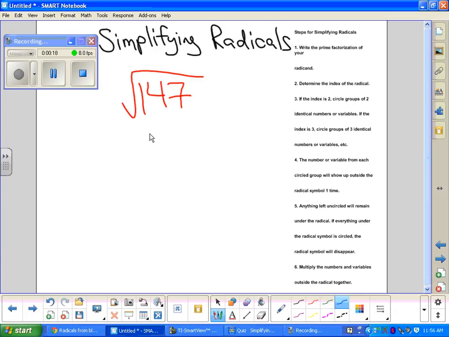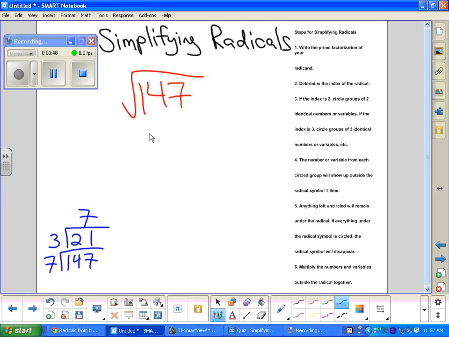So 147, we're going to break down into radicals. 2 doesn't go into 147, 3 doesn't go in, 5 doesn't go in, but 7 does. 7 goes into 147 21 times. Okay, now let's see what goes into 21. 2 doesn't go into 21, but 3 goes into 21 7 times.